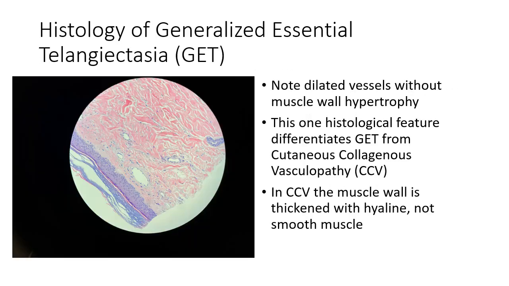Now, this is a histology of generalized essential telangiectasias. Note the dilated vessels are present without true muscle wall hypertrophy. Now, this one histological feature differentiates generalized essential telangiectasia from cutaneous collagenous vasculopathy, or CCV. In CCV, you'll have a thickened wall with hyaline, not muscle. But as you can see in this patient, the muscle wall is not that thick. You can see the endothelial cells present.